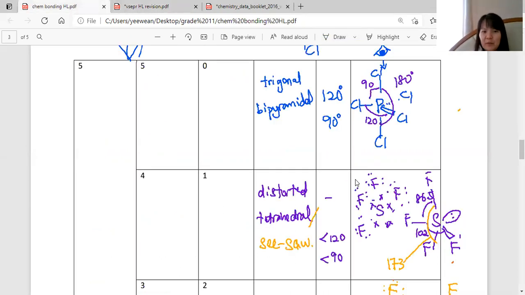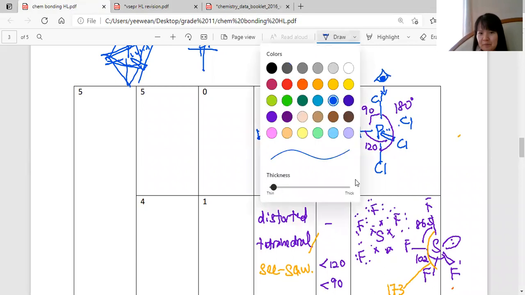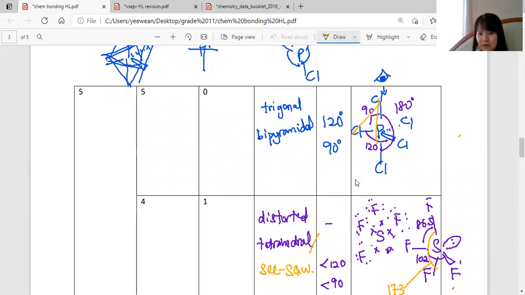So if I have 5 bonded pairs and no lone pair, that will give me trigonal bipyramidal. It's a pyramid up here, and you can see a triangle and another pyramid down here. It's also triangle based. So we call it trigonal bipyramidal because there are 2 pyramids, up and down. Therefore the angles are 120 at the triangle and 90 if we're looking at this to this.